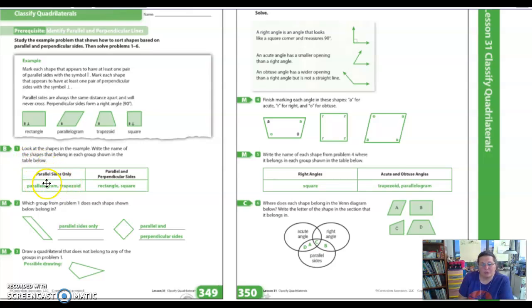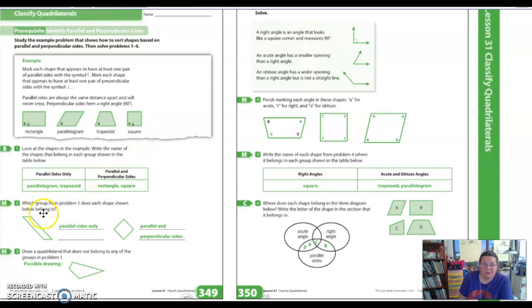It wants us to write the names of the shapes in each section. So we have parallel sides only. That means that you will only have the shape that looks like a railroad track, like this, which is parallelogram, and trapezoid. That's all that should be written right here. Then you have parallel and perpendicular. That means it will have both the upside down T and the railroad tracks in the corner of the shape, which is rectangle and square.